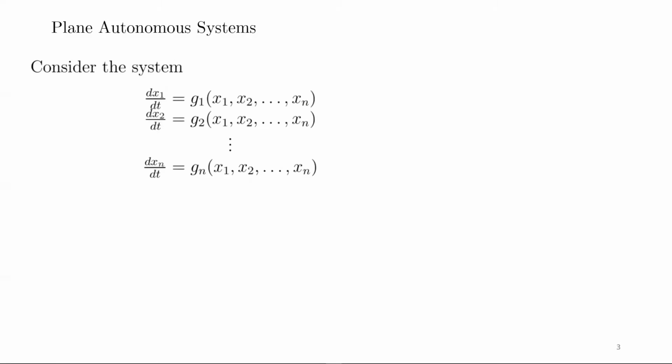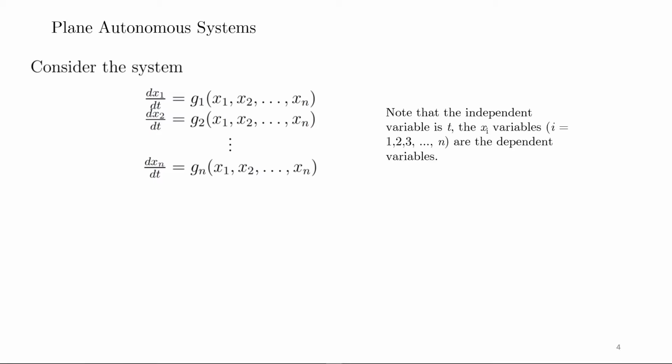If we have a system of n first order ODEs, they don't have to be linear, they can be non-linear. But the point is that they're all ODEs, they all have the same independent variable t, and the right hand side of each of the equations only depends on the dependent variables. It does not depend on t at all. t is the independent variable. The right hand side of these equations does not depend on the independent variable at all.